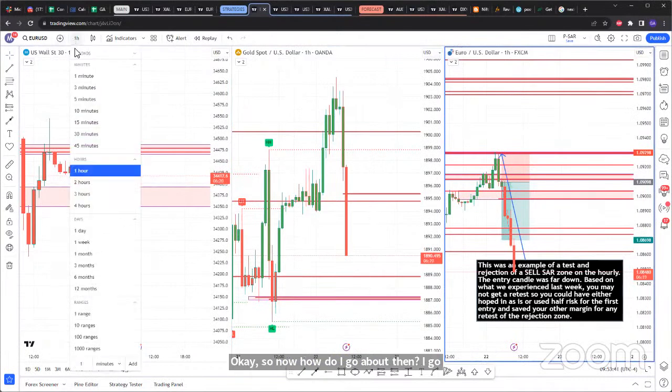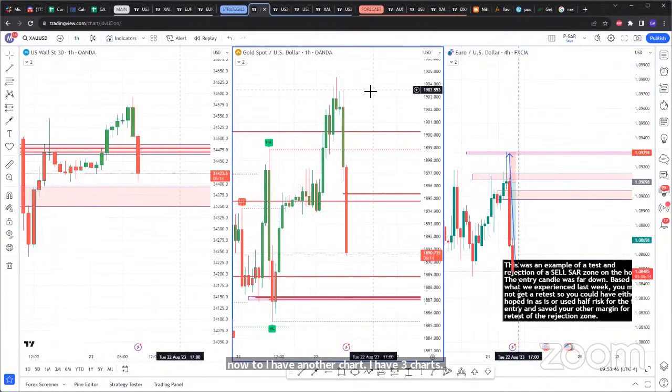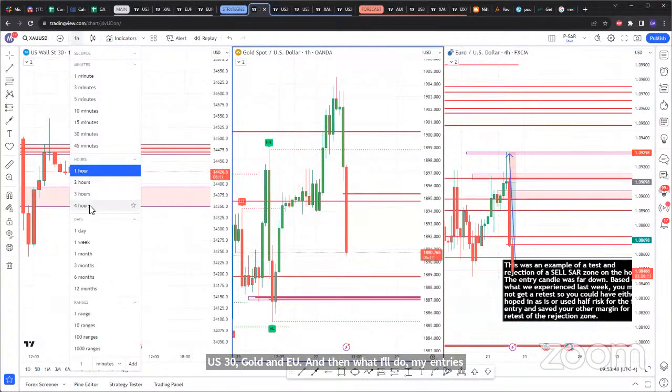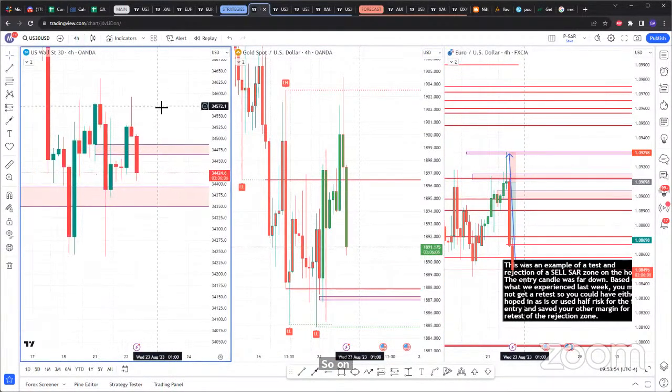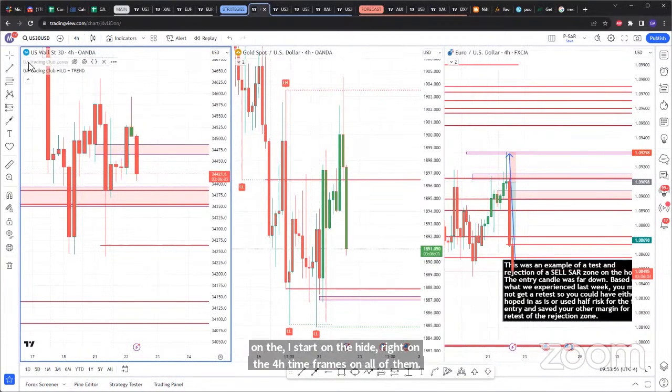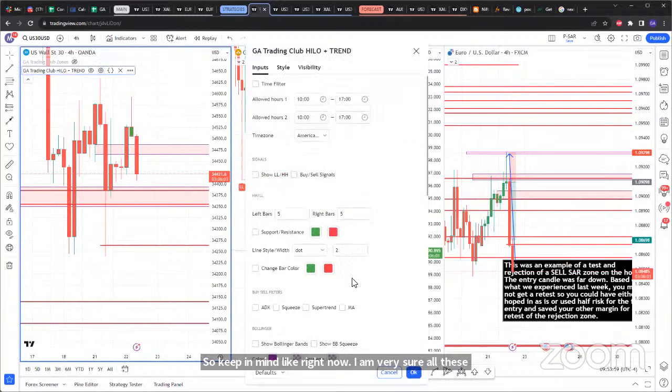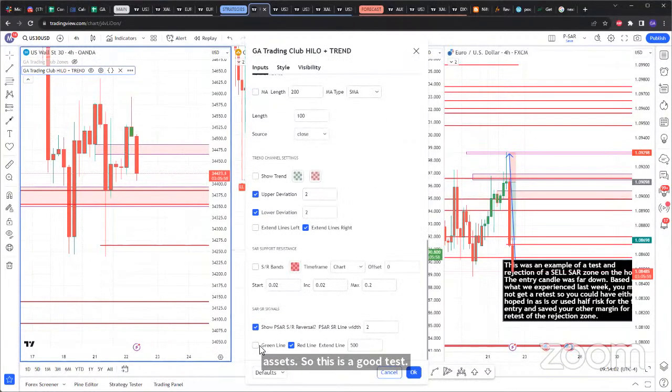My entries are on the 4-hour and 1-hour. I start on the high, on the 4-hour time frames on all of them. Keep in mind, right now I am bearish on all these assets, so this is a good test. On the 4-hour and 1-hour, I will extend my lines because I want to see historical, since on these I am looking for at least a double SAR and above. So I'm not trading a single SAR like I was on the daily. We'll go to the other lower time frames too, because it's just systematic. So I'm bearish on all these instruments.